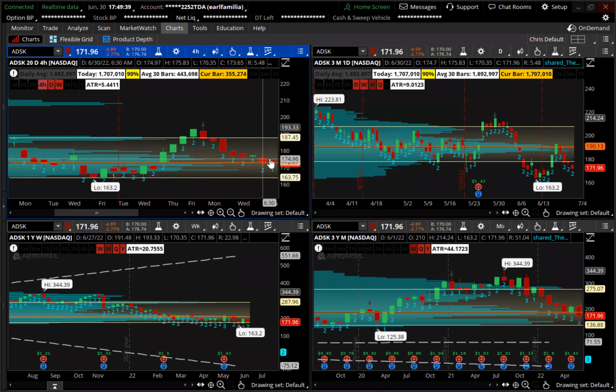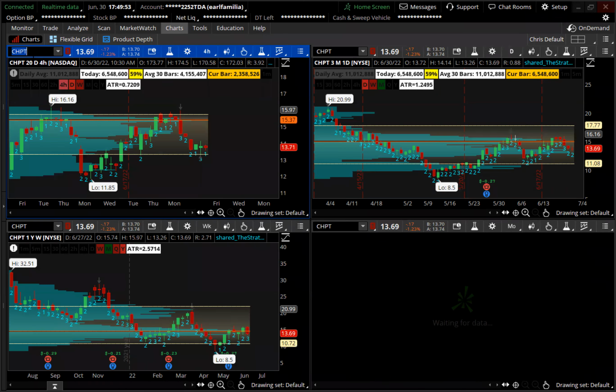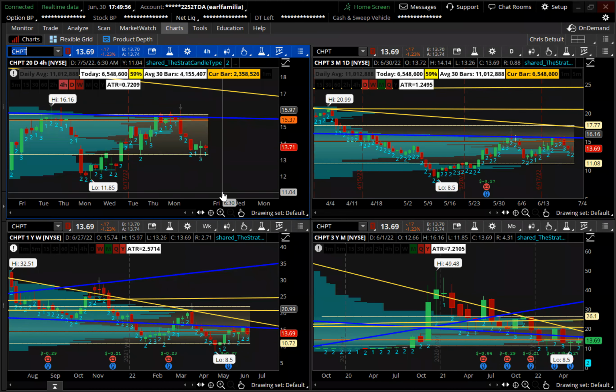All right. Autodesk. Looking at a 2-1-2 here on the 4-hour below 170.58. That would be the only thing I'm looking at. I wouldn't even be considering an upside move on this one. We're just looking for a continuation. We just want easy moves. We want it to keep doing what it's been doing. We don't need it to do nothing special.